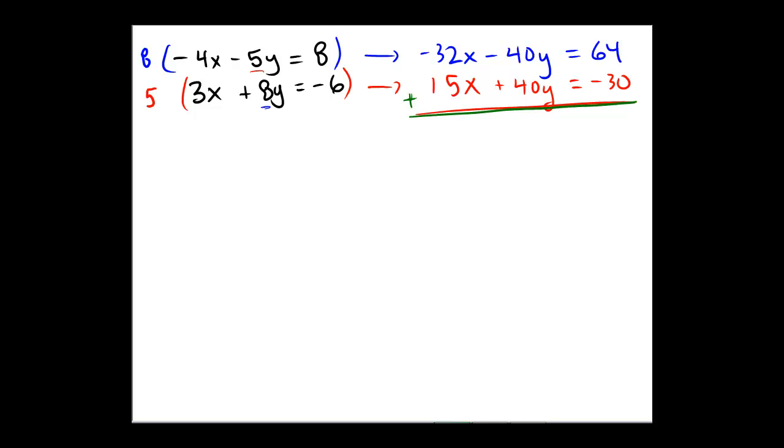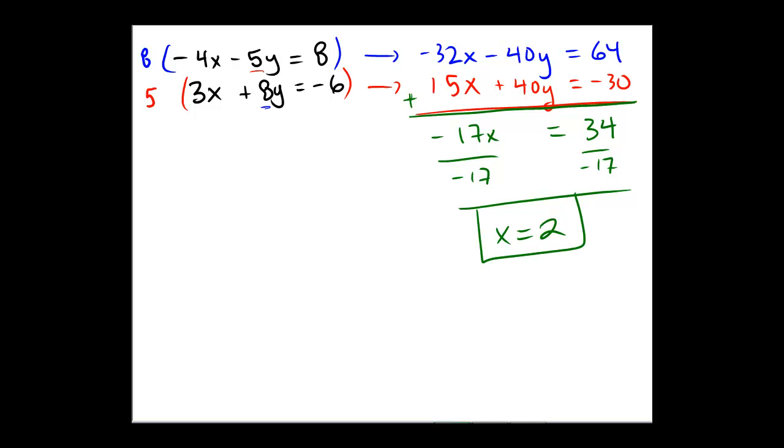So negative 32 and 15 is going to leave us with negative 17x on the left, and 64 minus 30 will leave us with 34 on the right. Dividing by negative 17 is going to leave us with x equals negative 2. Halfway there, I'm going to choose to plug into the bottom equation this time. Even though the number 8 is larger than 5, it is going to have positives, and so positives are just generally easier to work with.